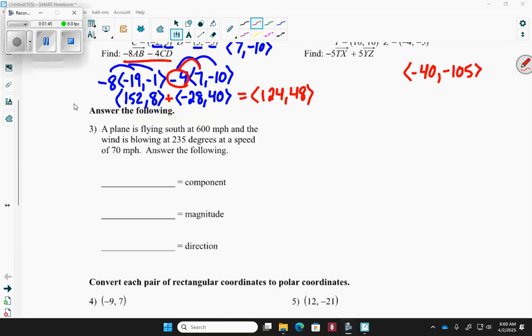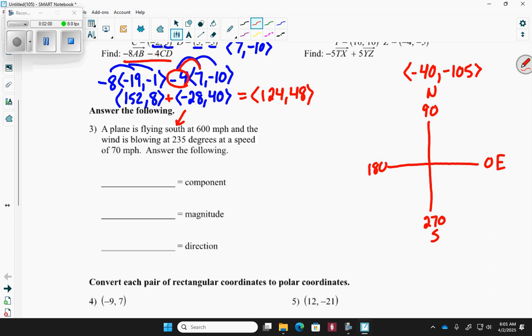Okay, so a plane is flying south. Now, a lot of you guys are still like, south, what does that mean? Remember, this is 0 degrees, this is 90 degrees, this is 180 degrees, this is 270 degrees. But also, this is north, this is south, this is east, this is west. All right, so whenever you say south, well, south is 270. So our magnitude is 600, so I'm going to do 600 cosine 270 degrees, and then 600 sine 270 degrees.